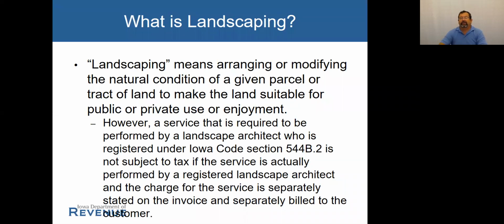So landscaping, what is landscaping? Well, landscaping means arranging or modifying the natural condition of a given parcel or tract of land to make the land suitable for public or private use or enjoyment. However, a service that is required to be performed by a landscape architect who is registered under Iowa Code Section 544B.2 is not subject to tax if the service is actually performed by that landscape architect, and the charge for the service is separately stated on the invoice and separately billed to the customer.